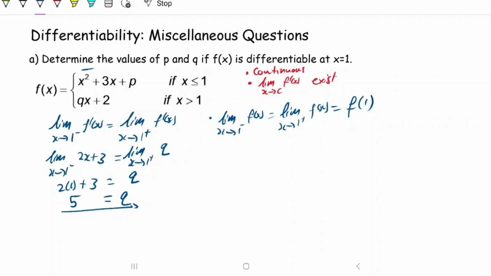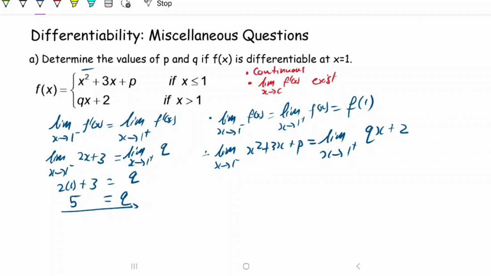So let us see what happens. If we're approaching our function f from the left, then we bump right into this function. So we get the limit as we go from the left. We jump right into this function that we have here, which is x squared plus 3x plus p. If we're approaching from the right, we then bump into the limit as x tends to 1 from the right of qx plus 2.